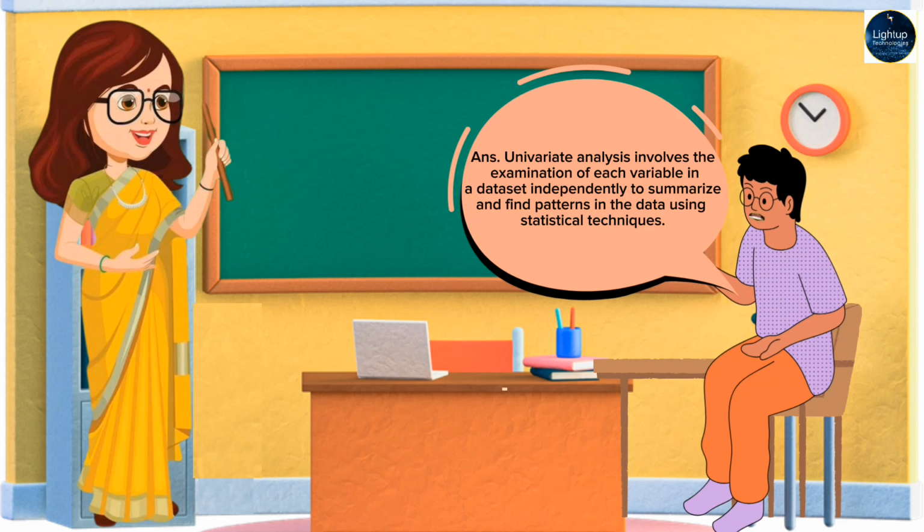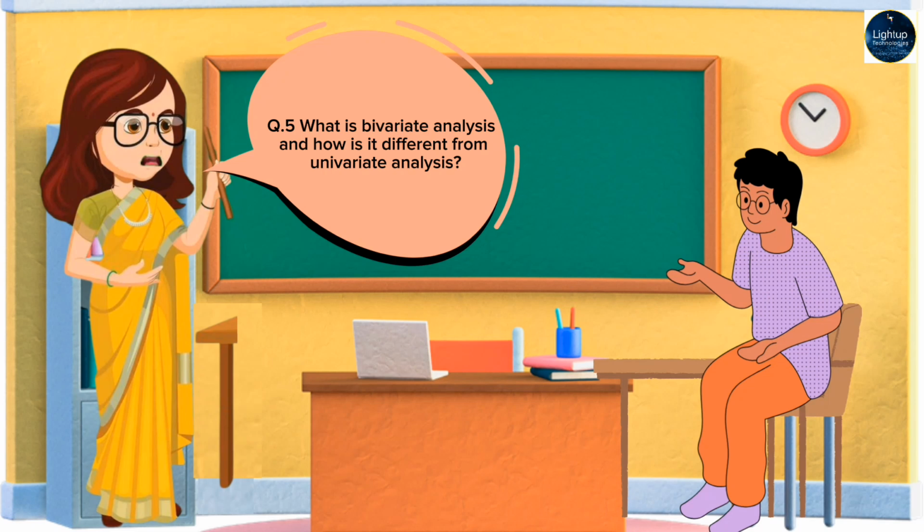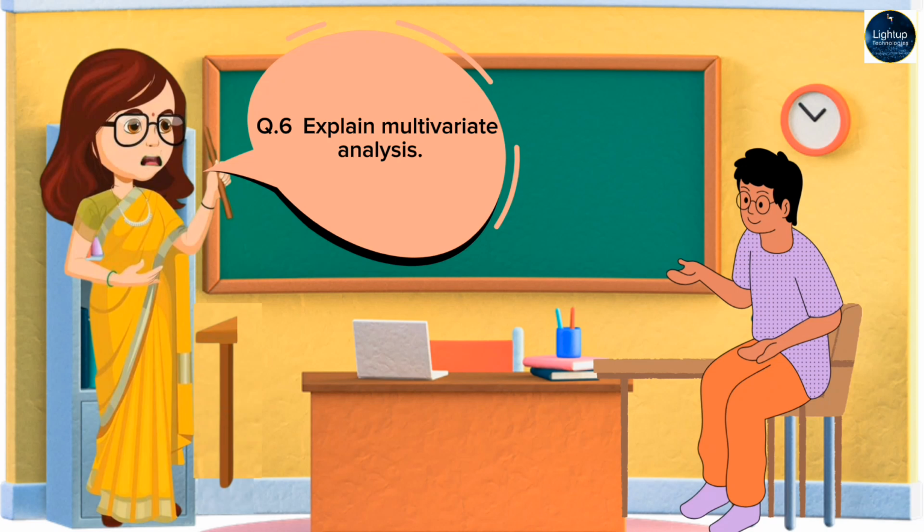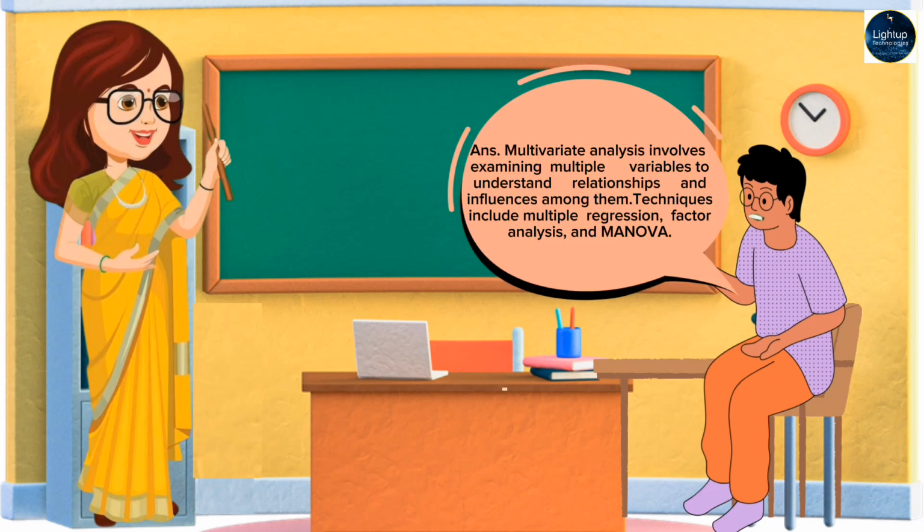using statistical techniques. What is bivariate analysis and how is it different from univariate analysis? Bivariate analysis explores the relationship between two variables, whereas univariate analysis focuses on one variable. Techniques include correlation analysis and regression plots. Explain multivariate analysis. Multivariate analysis involves examining multiple variables to understand relationships and influences among them. Techniques include multiple regression, factor analysis, and MANOVA.